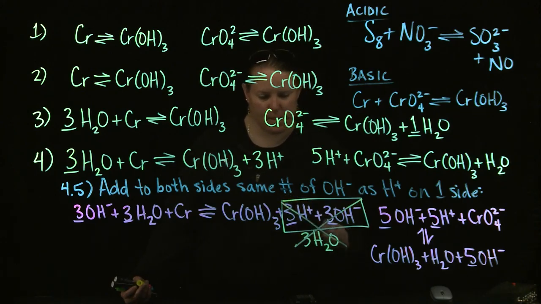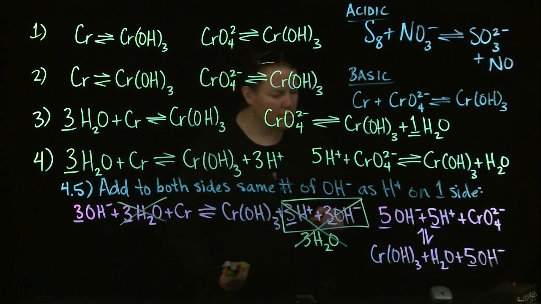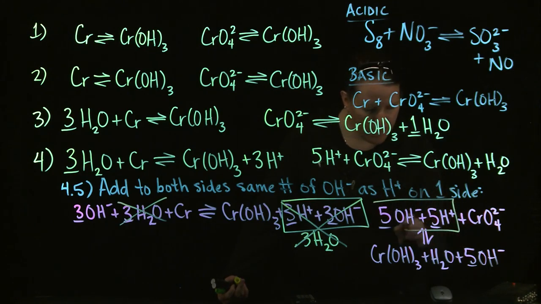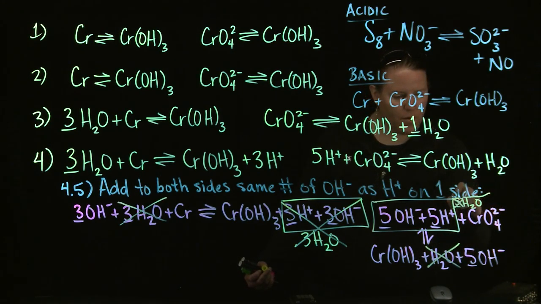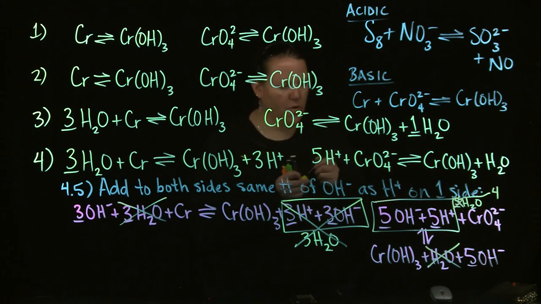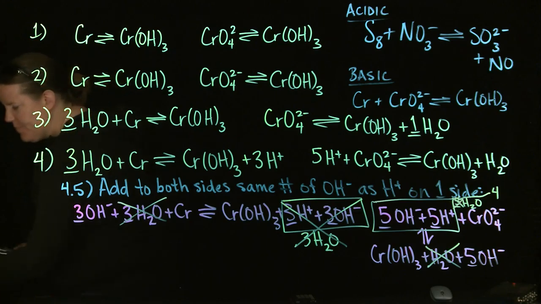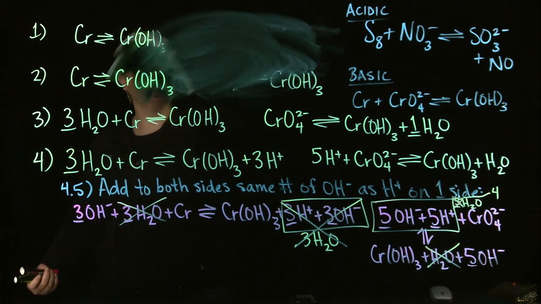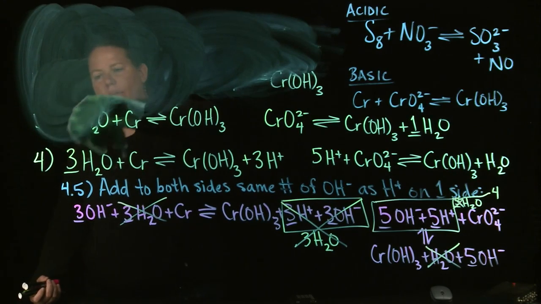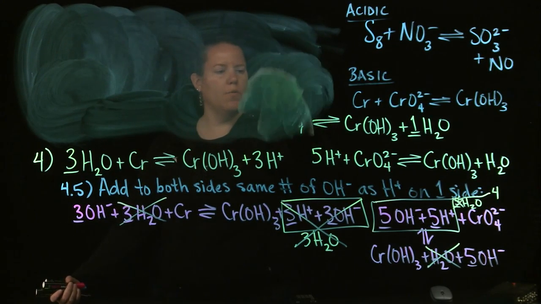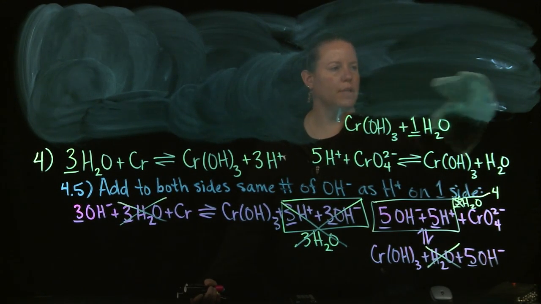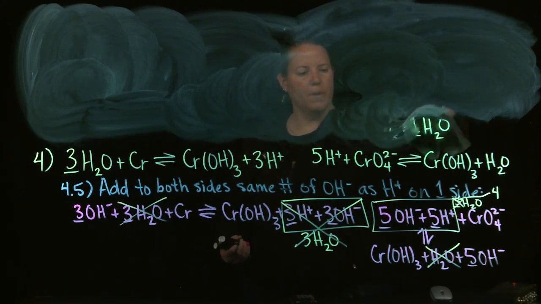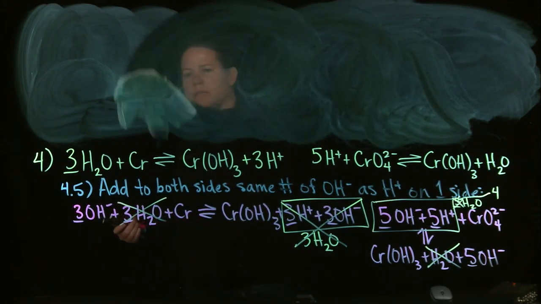So all of this could be erased. Here I have five waters, and that could at least be canceled out with one of the waters on this side to make four waters. Okay, so let's write out what we got. Let's erase and write out what we have as of this point in time. I'm going to erase both of these because I need all the room I can spare at the moment to make this happen.